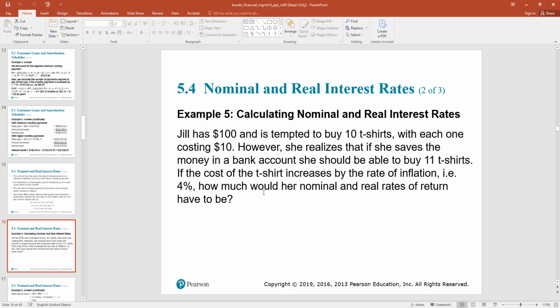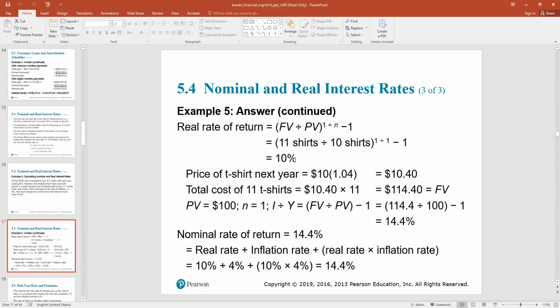Like how much money will she make if she puts this $100 in and later she can buy 11 t-shirts? How much money will she have at the end of the day? 110, yeah? 110. And the percentage the bank will charge as interest is 10%, yeah? How can you calculate? Basically using the formula or the logic that you use, like 11 t-shirts over 10 t-shirts, raised to the 1/1, minus 1, which is 10%.